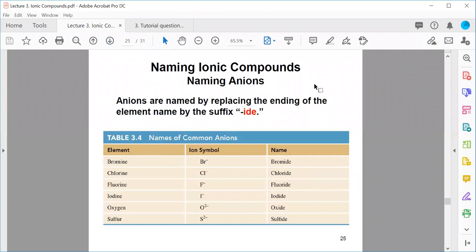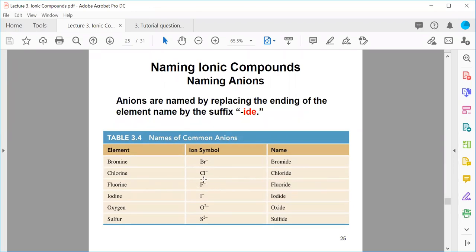All right, now let's look at the anions. Anions are also named differently. So you've got to remember this, that when you come across an anion, we name these by replacing the ending of the normal element name with the suffix "ide". In other words, a neutral atom would be called bromine, but a charged atom would be referred to as bromide. Neutral chlorine, but when it's an anion, chlorine becomes chloride.